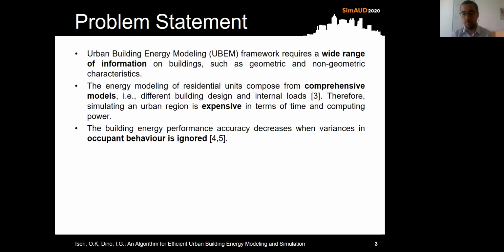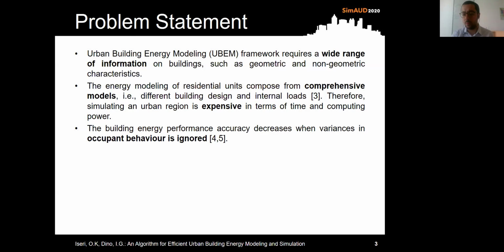What are the problems for urban building energy modeling? Urban building energy modeling requires a wide range of information for geometric and non-geometric characteristics. That's why it's composed of comprehensive models, and we need too much time and computing power to execute these simulations.